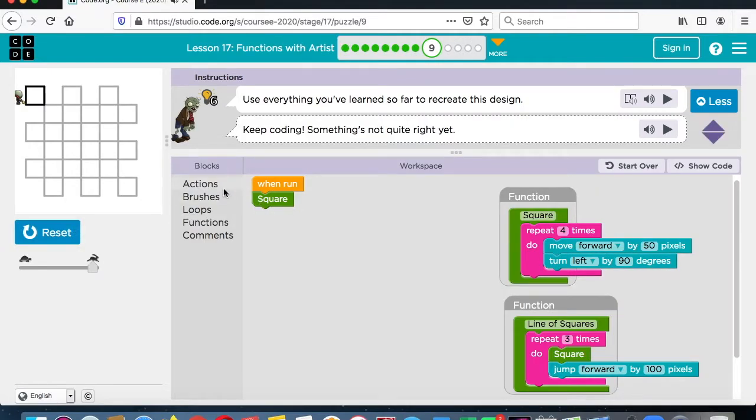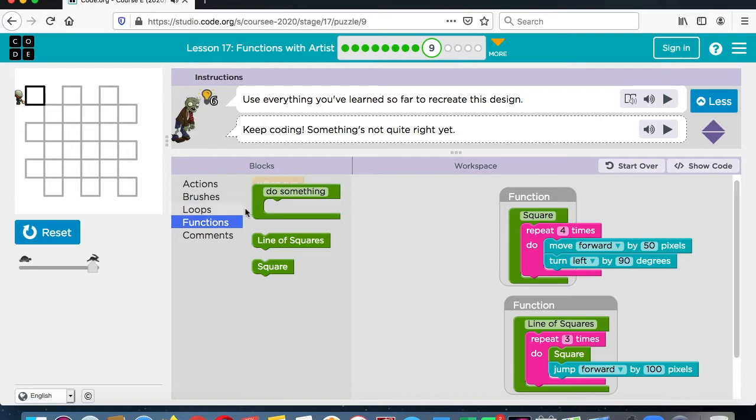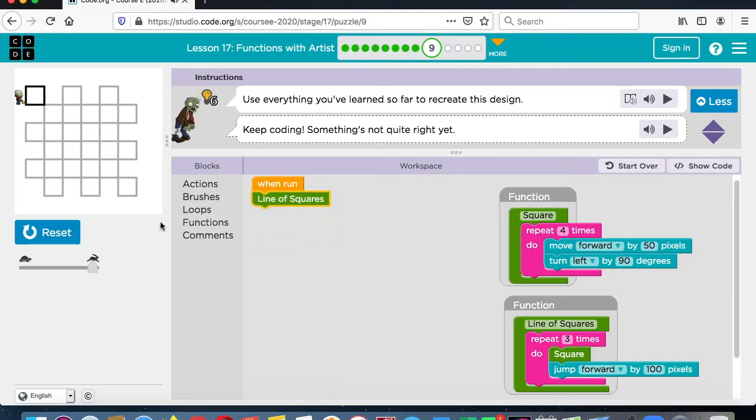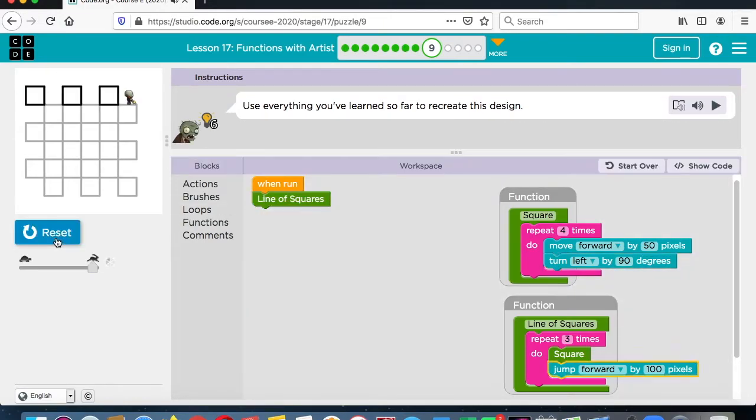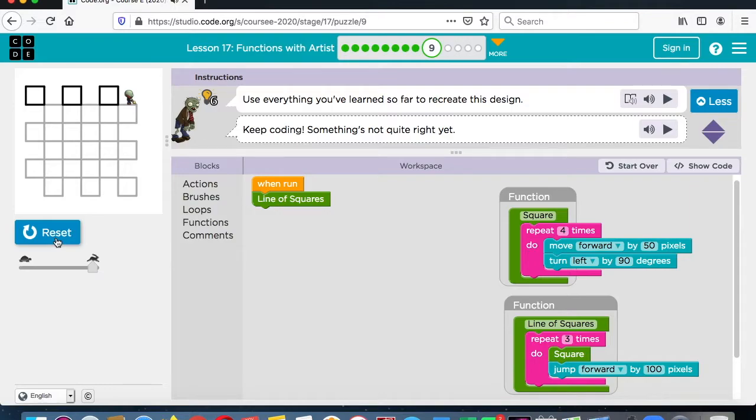So over here you put functions, draw a line of squares. So that gets us 1 row across. Okay, now here's what we want to do next. We want to do 1 line here, staggered squares, and what we want to do is turn around. So we want to draw our line of squares, and then we want to turn around by 180.